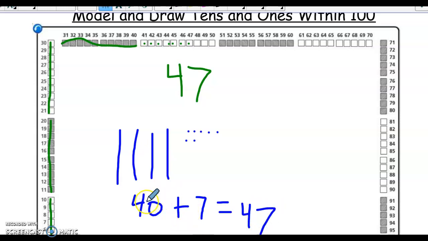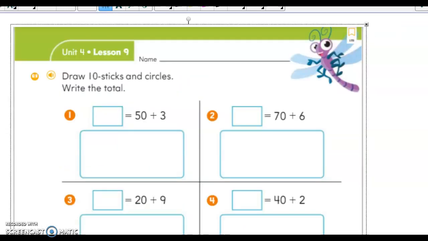And that would be just like our secret code cards. We have the number 40 and the 7 covers up the 0 to give us 47. Okay. Let's go to our workbook page. So what we're going to do here is draw 10 sticks and circles and write the total.